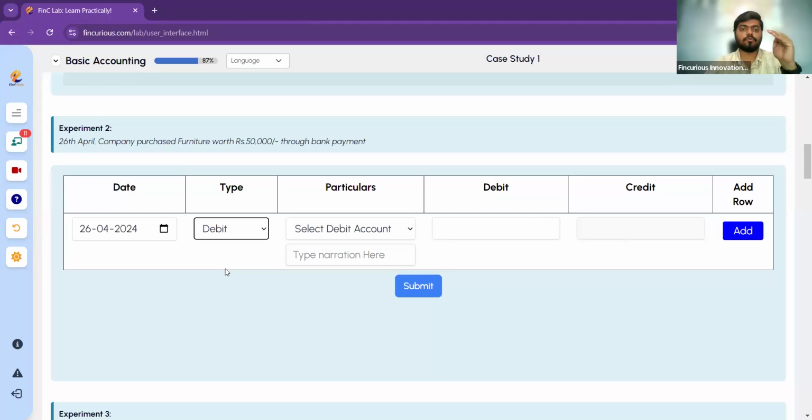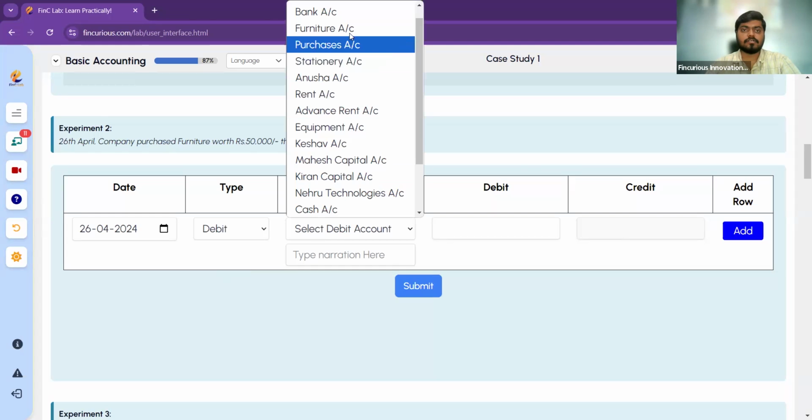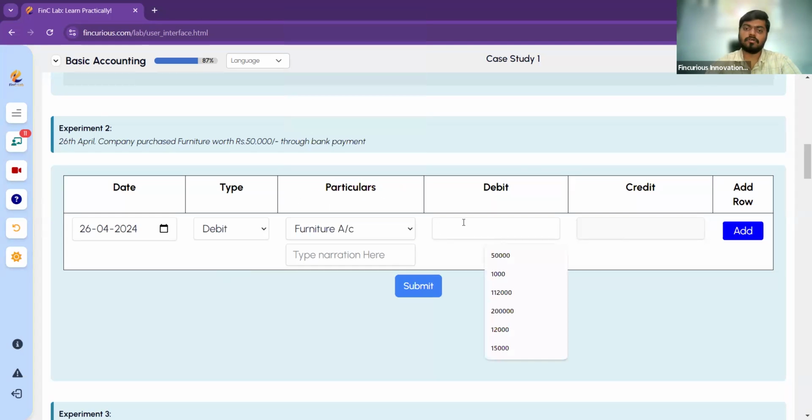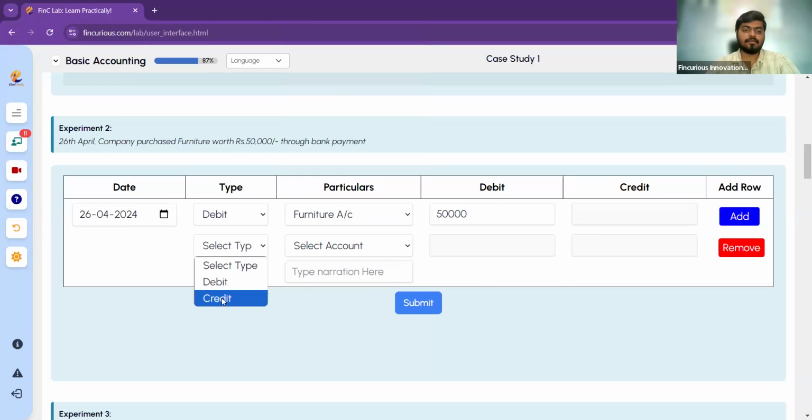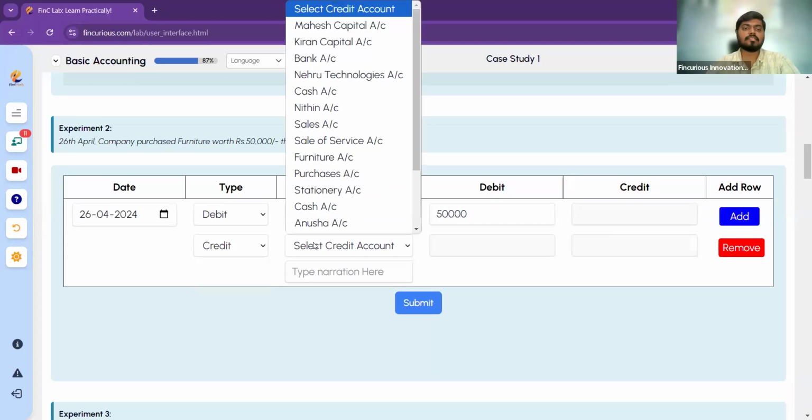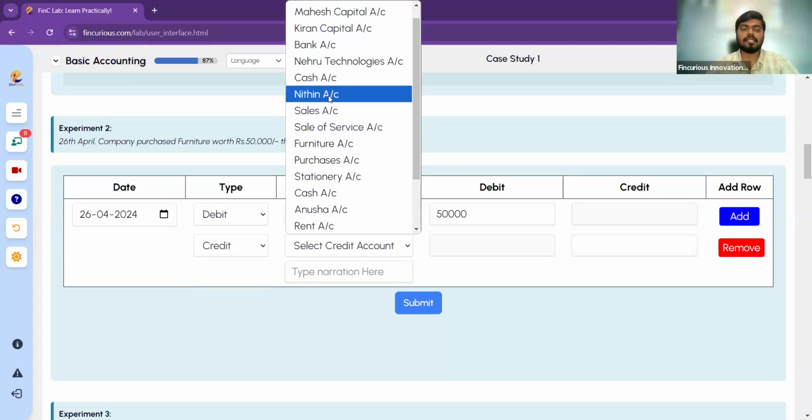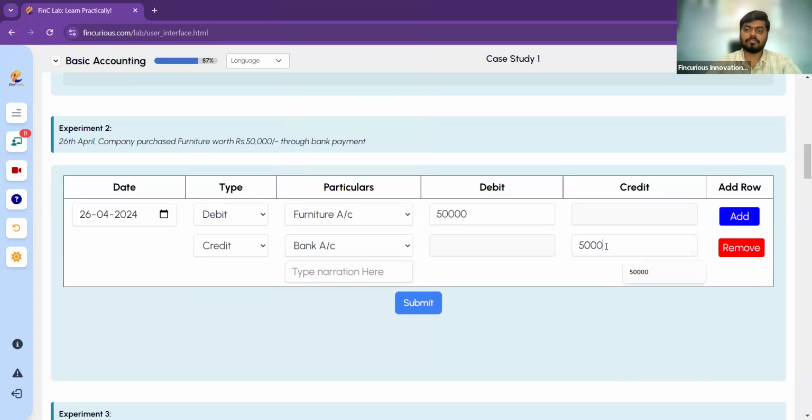So furniture account, being an asset, is increasing from the company's point of view. So that's why we need to debit the furniture account. With how much amount? 50,000, and add row, type credit. Now I should not do cash account because they are telling clearly bank. So I need to select bank, 50,000, and write the narration being furniture purchased, and click on the submit button.